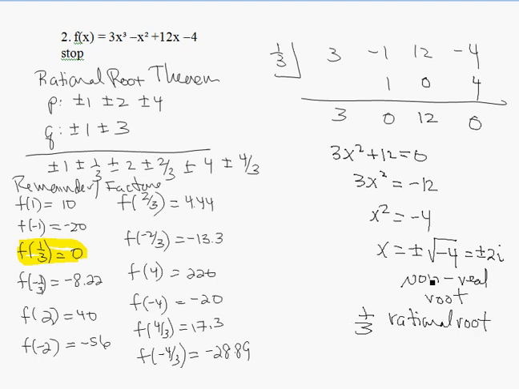So we have 3 roots because it's a cubic. One of them is rational, 1/3, and 2 of them are complex, plus or minus 2i. So we have our 3 roots that we have. So using the rational root theorem, the remainder theorem, synthetic division, and then just solving a simple quadratic, we found the 3 roots that we have for this polynomial.